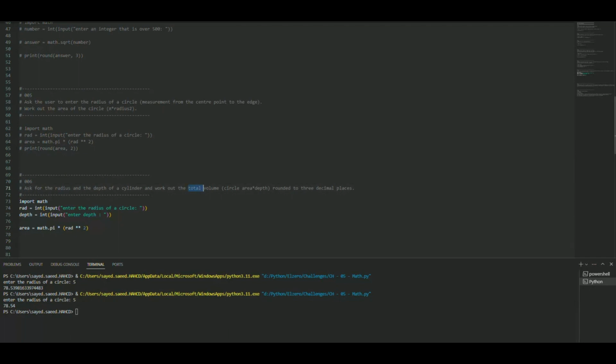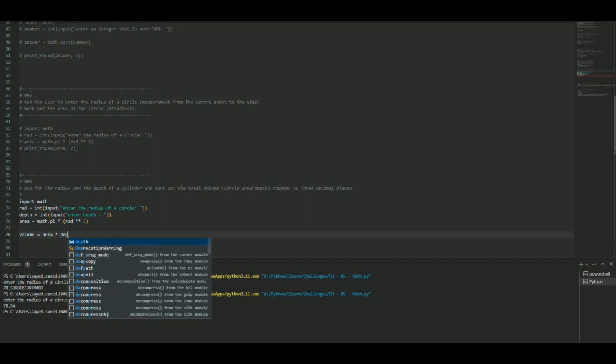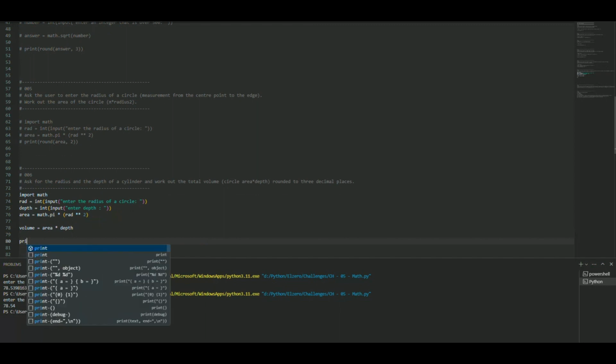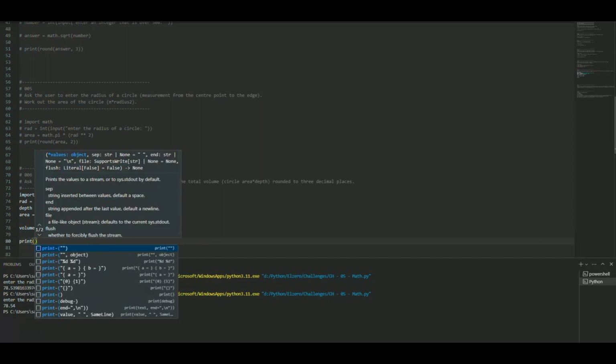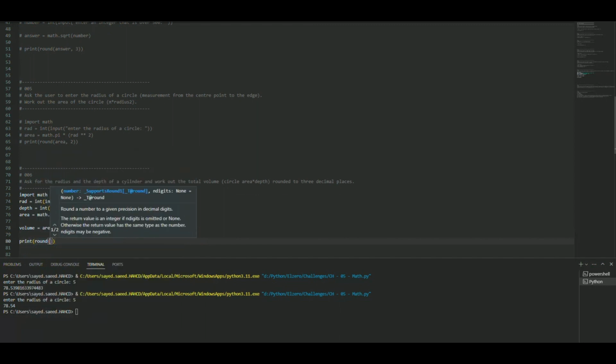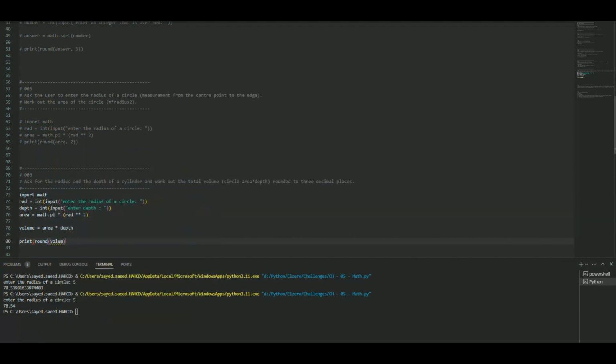Now we need the total volume, so volume will equal area multiplied by depth. Okay, so we will print volume. Okay, volume rounded to 3 decimal places.